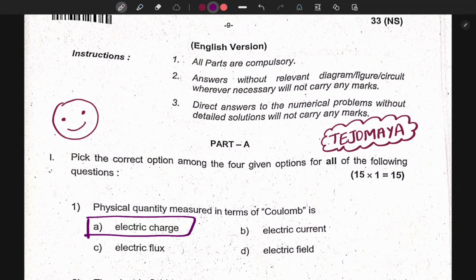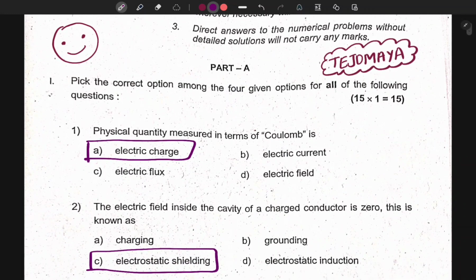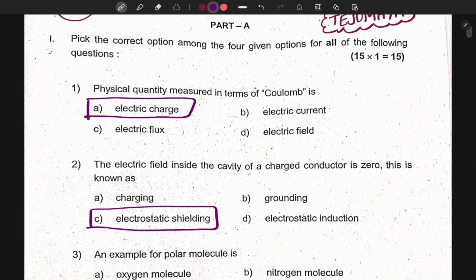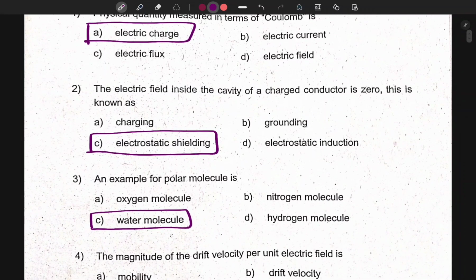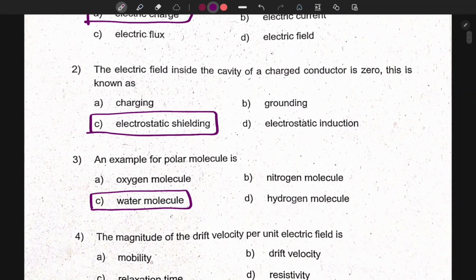So here I am going to give the answers for multiple choice questions and fill in the blank questions in this video. So the first question that we have here is: physical quantity measured in terms of coulomb is electric charge. Second question, the electric field inside the cavity of a charged conductor is zero. This is known as electrostatic shielding.